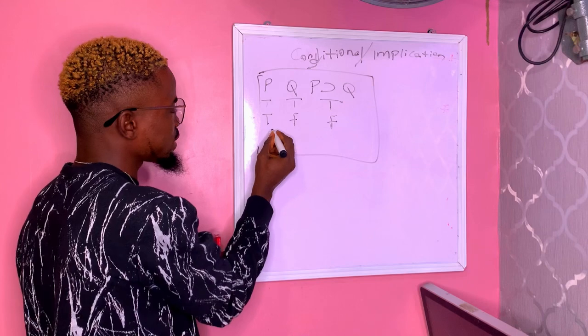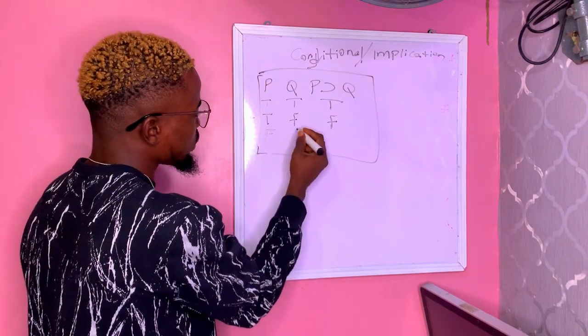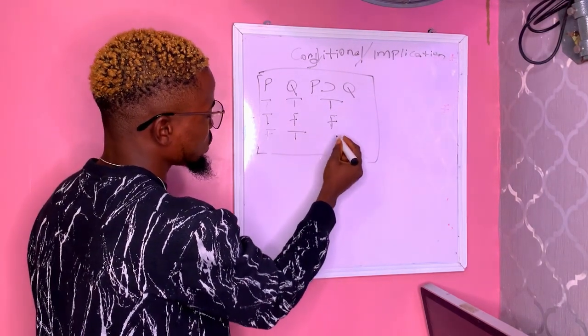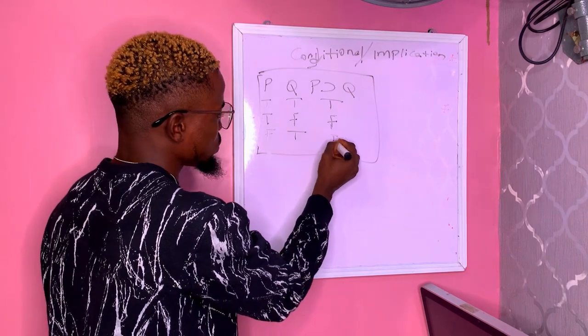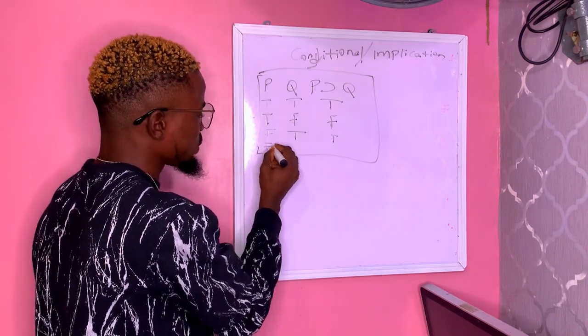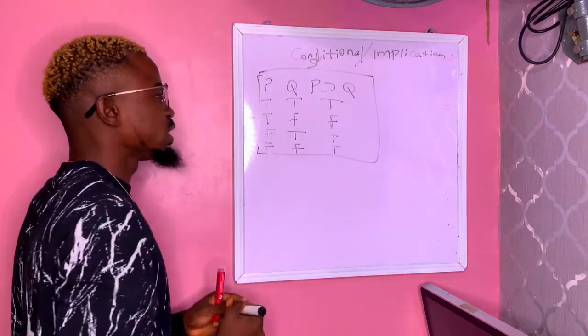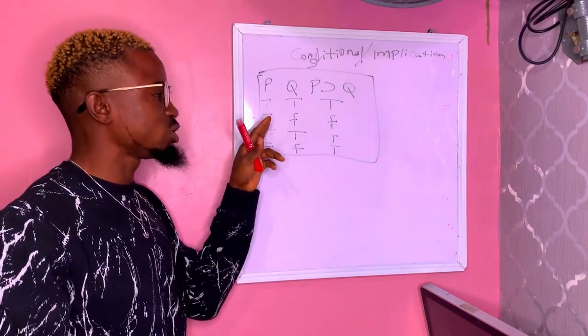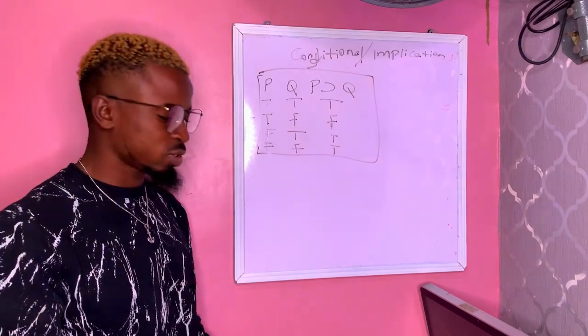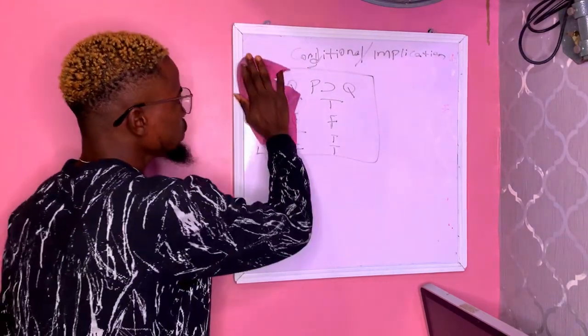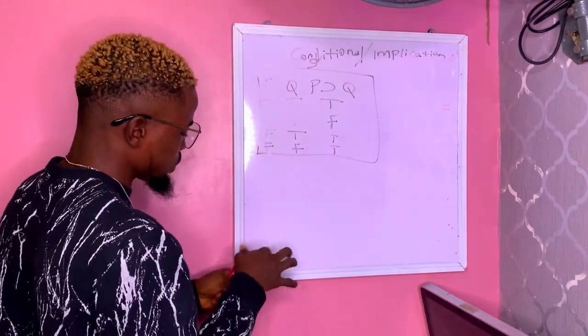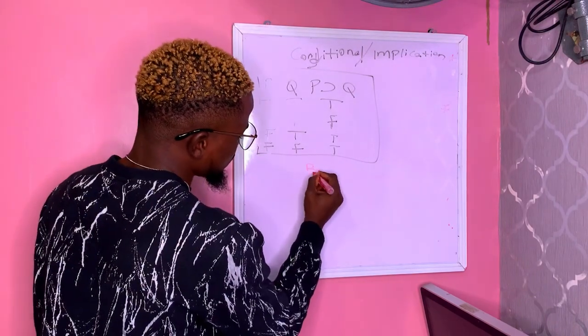Then if the antecedent is false and the consequent is true, then the conditional statement together is what? True. If the antecedent is false and the consequent is false, then this conditional statement together is true. It is only false when the antecedent is true and the consequent is false. Then the last one, biconditional.